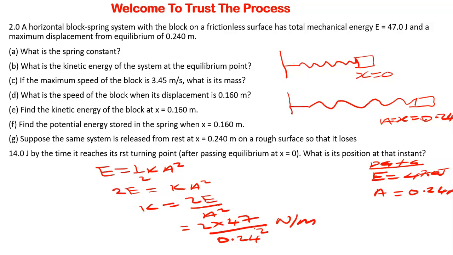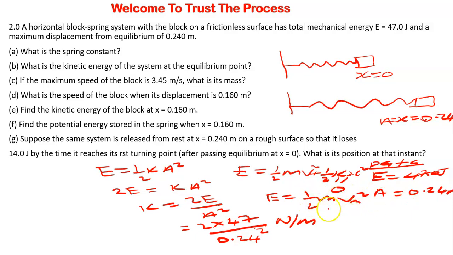Alright, so part B of the question is saying, what is the kinetic energy of the system at the equilibrium point? At the equilibrium point, we know that x is equal to 0. At this point, using equation 1, which is E equals 1 over 2 m v squared plus 1 over 2 k x squared, when x is equal to 0, this term becomes 0, and the total energy becomes equal to the maximum kinetic energy. That is what we have.